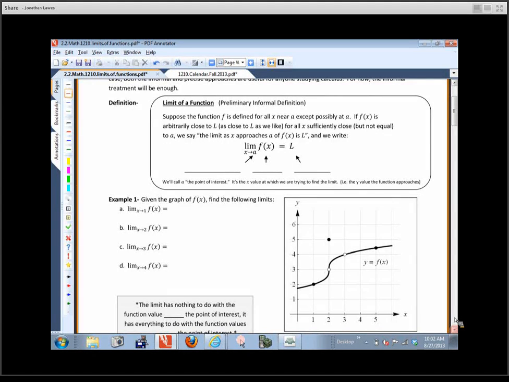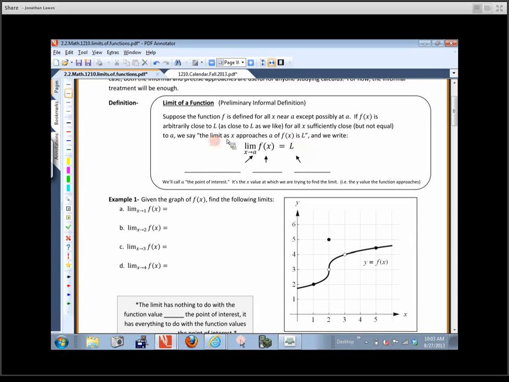So it says, suppose f is defined for all x's near a except possibly at a. We'll come back to that in a few minutes. Okay, if f of x is arbitrarily close to L, so when we say arbitrarily close to L, we mean as close as we want to get to that, as close as we'd like, okay? For all x sufficiently close but not equal to a, so very wordy definition here, we say the limit as x approaches a of f of x is equal to L.